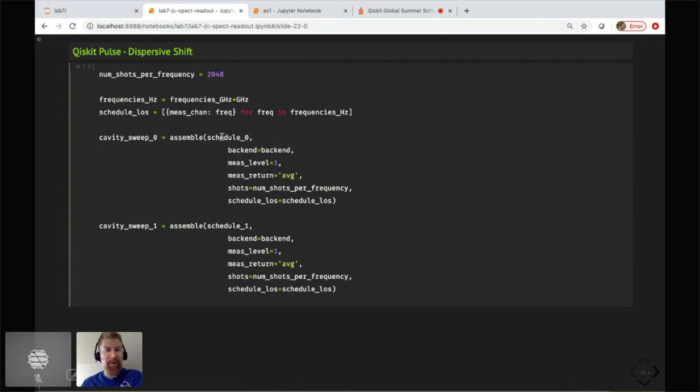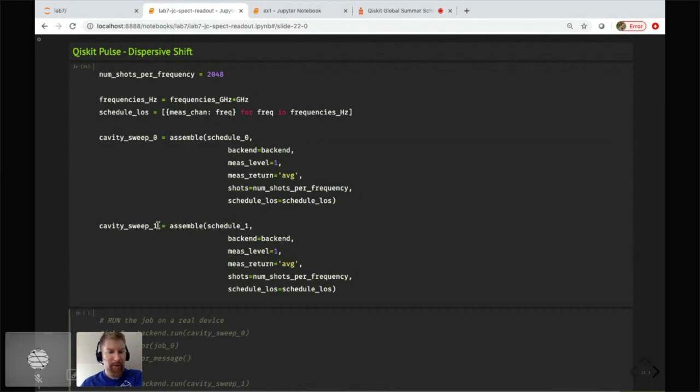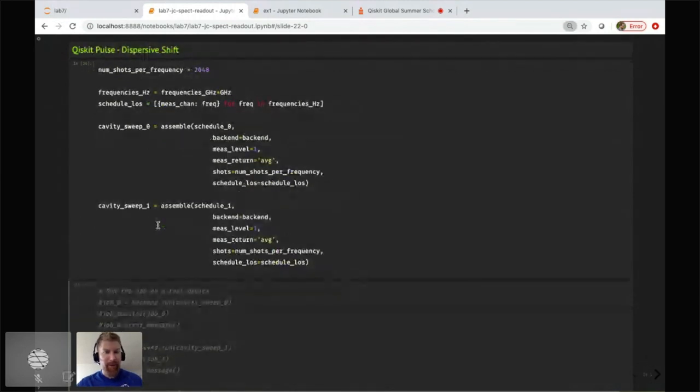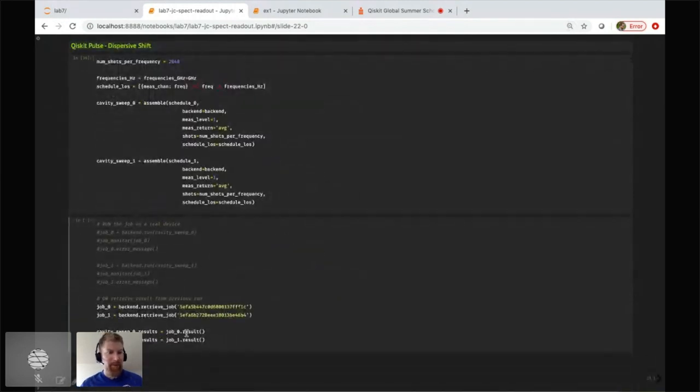And so we can assemble a quantum object that has the schedule zero, the same kinds of parameters, and then one for the schedule one. So we've got cavity sweep zero corresponding to a sweep around the cavity resonator frequency when the qubit is prepared in the ground state, and cavity sweep one when the qubit is prepared in the one state. And that's what those mean. Okay, and then likewise, we can run these jobs on the backend, but I've already done that in the interest of brevity, and so I'm just going to pull these jobs from memory and put the results from those jobs into these two arrays, cavity sweep zero results and cavity sweep one results.